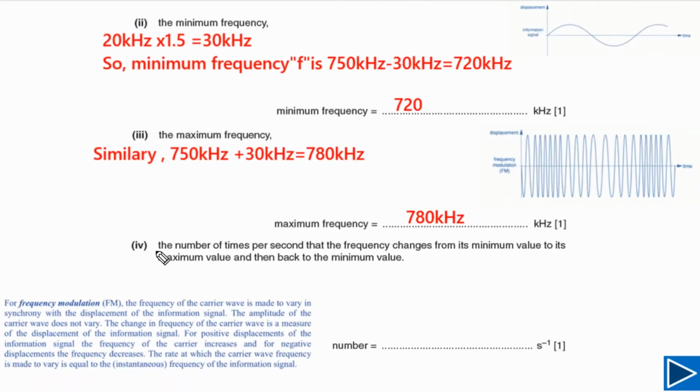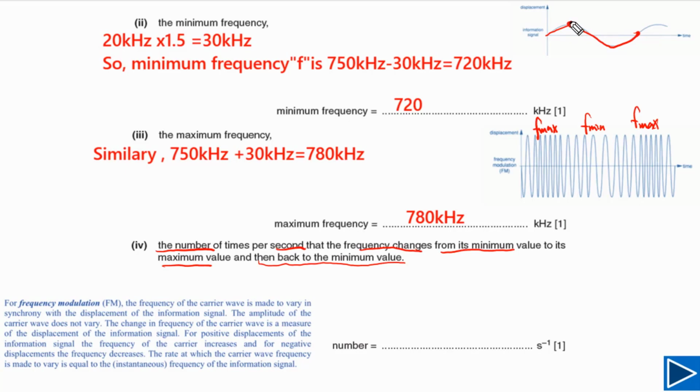Last part is simply asking us the number of times per second the frequency modulated wave changes from its minimum value to maximum value and then back to minimum value per second. You can see here, if you look at this frequency modulated wave, frequency here is maximum, then frequency becomes minimum, and then here frequency is maximum again. And this is depending on frequency of the signal.